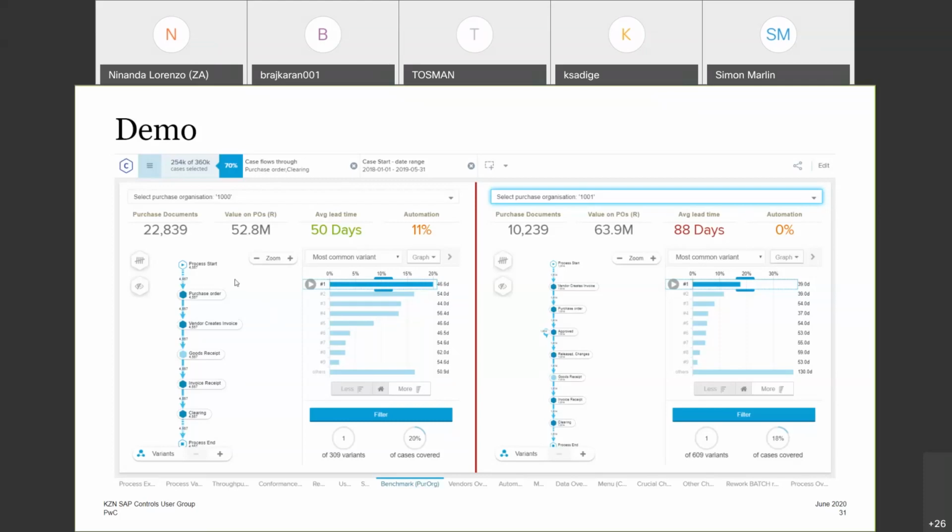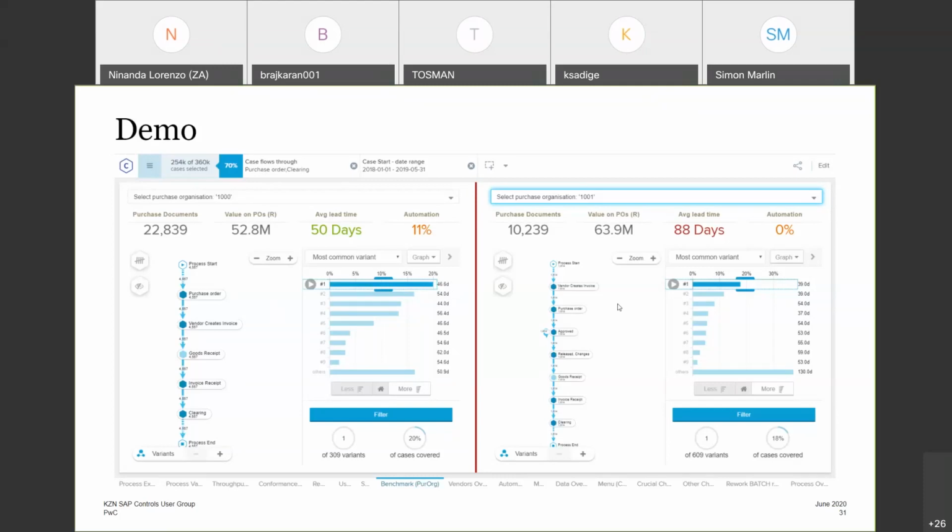If we look on the left-hand side, the process is very much how we had it in the first view, where we had the process start, we had the purchase order, the vendor creates the invoice, there's a goods receipt, the invoice, and it gets paid. We're very happy with that. That main process variant, the most common flow, is 46 days.